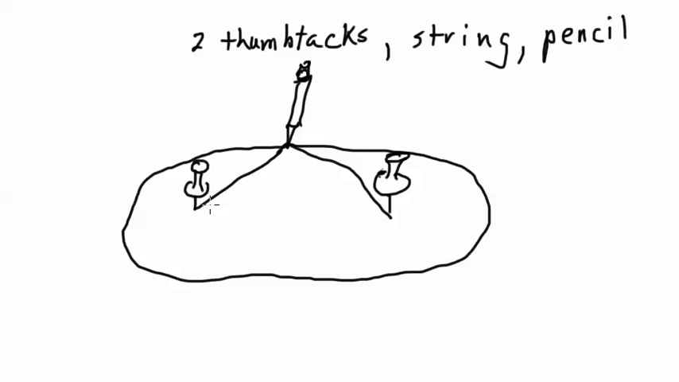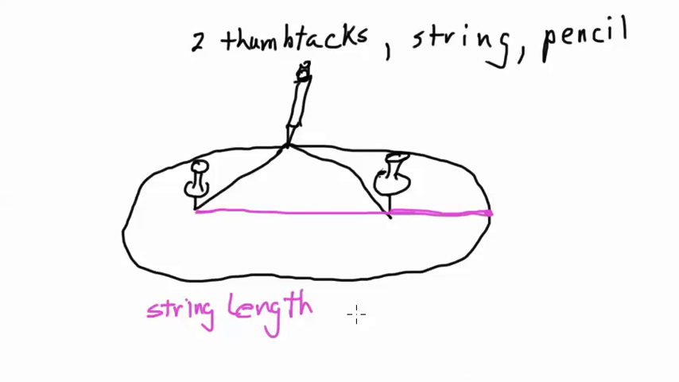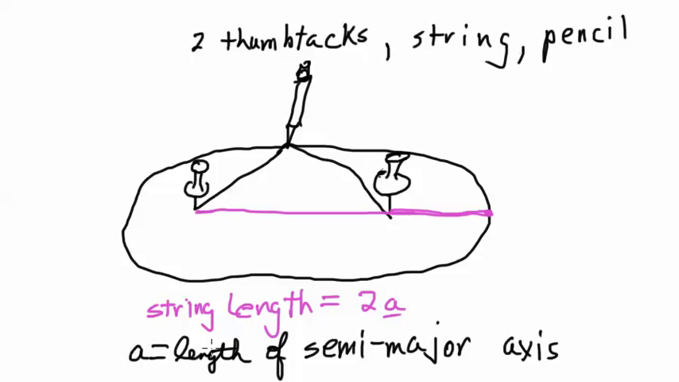Now this length of string, when I stretch it out completely one way, you can see something. If I had it come that way, where the pencil is, and back to here, then we double up the length of this, and that length that is doubled is equal to the length over here. So the string length is the length of the major axis, or 2 times the length of the semi-major axis. And I'm going to define this variable a, that a is the length of the semi-major axis.